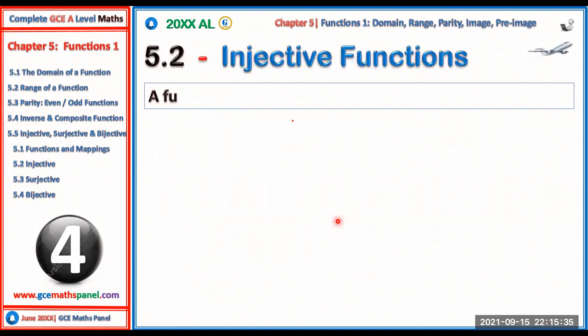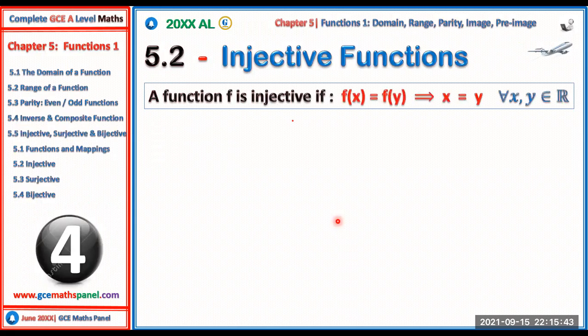All right, now let's start with injective functions. So a function is an injection if f of x equals f of y implies x equals y for every x, y, an element of R. So this is the definition for an injective function. If they say you prove this, what you will use to prove is: if f of x equals f of y implies x is equal to y for every x and y, an element of the set of real numbers.